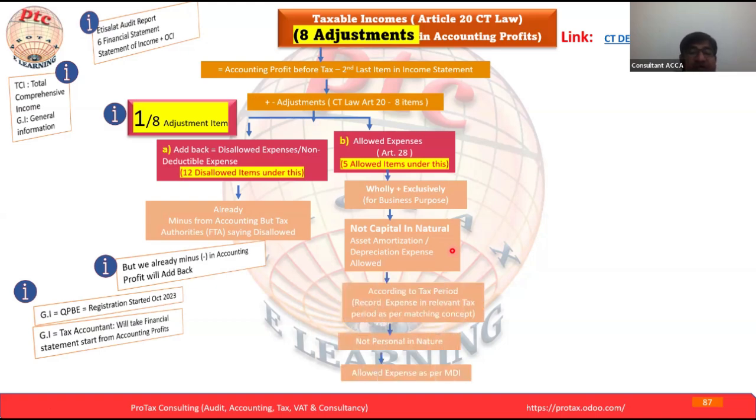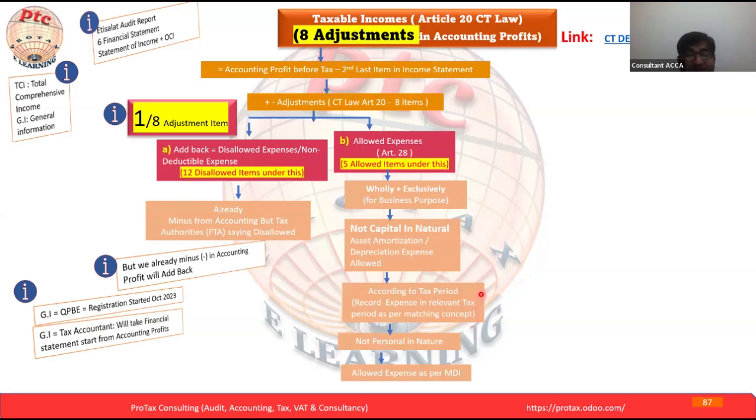Now the next part is according to the tax period. Wholly and exclusively for business purpose, not capital in nature, according to tax period. Record expenses in the relevant tax period as per the matching concept or as per the accounting principle, we can say over here. What does that mean?